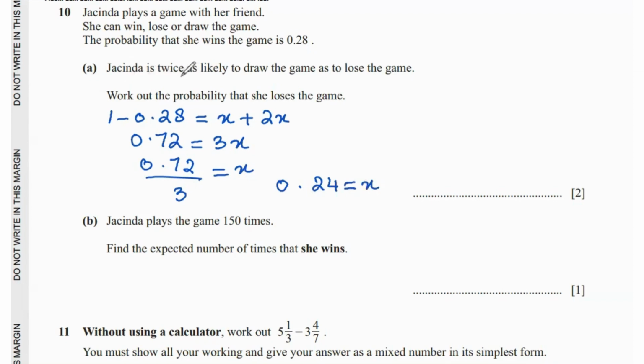Now, the question said that she's twice as likely to draw the game as to lose the game. So that means the probability of her losing the game is 0.24. And the probability of her getting a draw would be 0.48. Then part B says, Jacinda plays the game 150 times. Find the expected number of times that she wins. So you multiply the probability of her winning with the number of times she plays the game. So 0.28 times 150, and that would give us 42. So she would win the game 42 times.